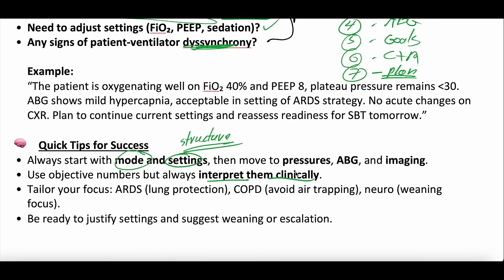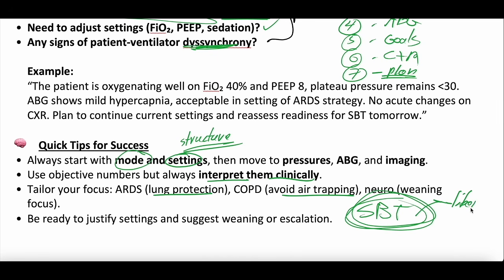But then when you're interpreting them clinically, you can interpret them. But when you're objective, stay objective. And when you are interpreting, you can come up with a plan and instill some subjectivity to that plan. Tailor your focus in the plan for whatever you're treating. Is it ARDS? Is it COPD? And be ready to talk about the settings they're on, suggest weaning or escalation, and always talk about, are they ready for their spontaneous breathing trial? Anyone on a ventilator, the goal is always to liberate them from that ventilator.